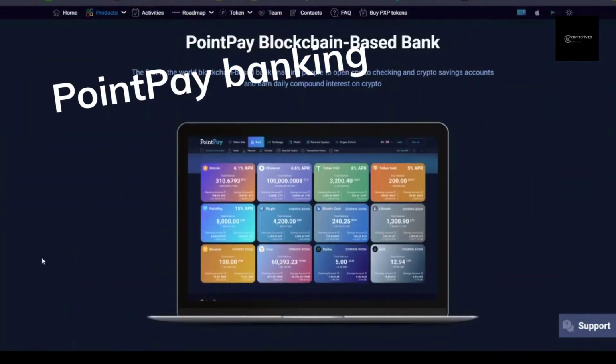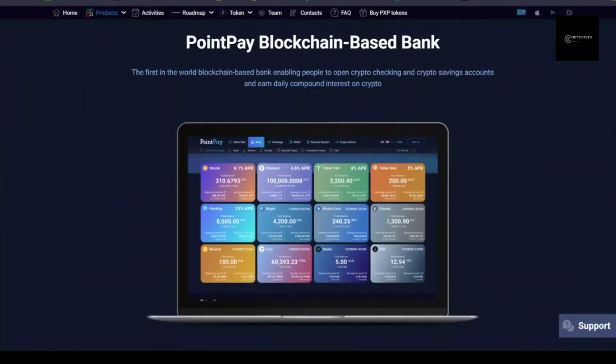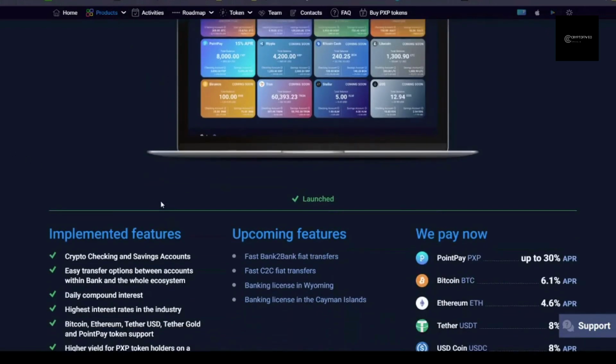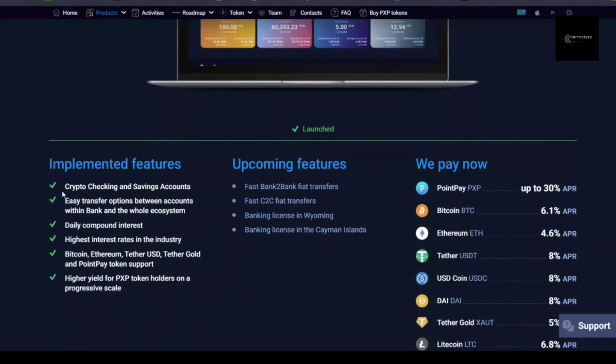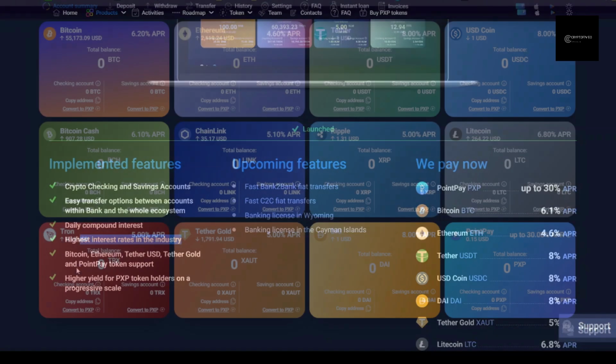The PointPay banking system. The platform provides two banking accounts. More specifically, a checking account, which is used to deposit and withdraw cryptocurrency assets, and a savings account, where users can transfer their cryptocurrencies from the checking account and earn bigger interest over their hodled cryptocurrencies.